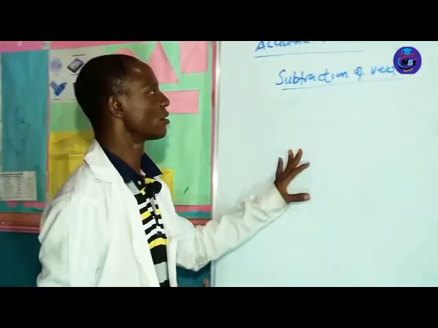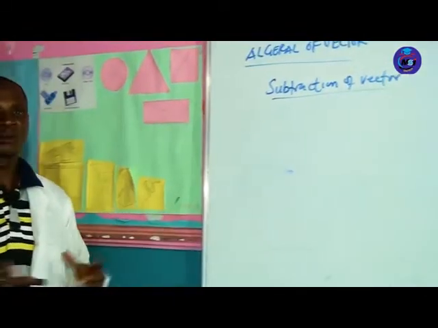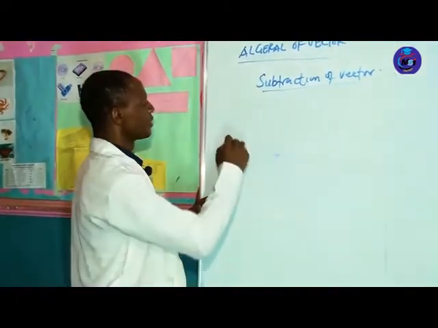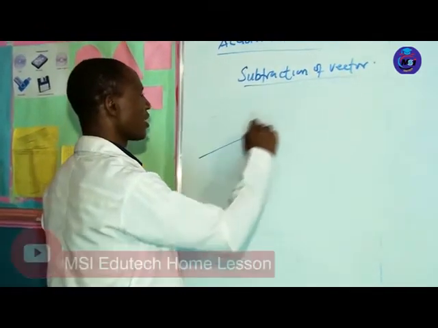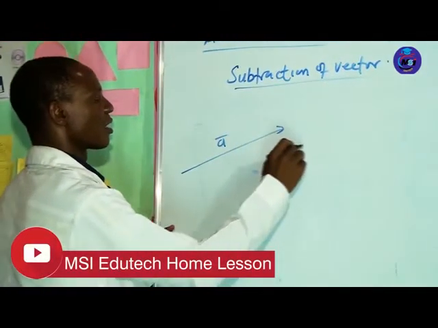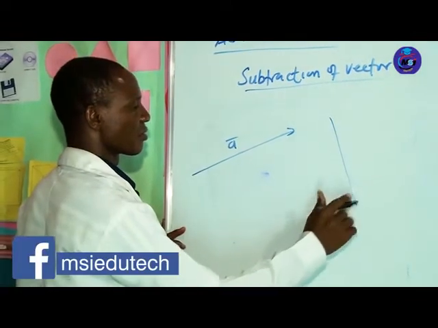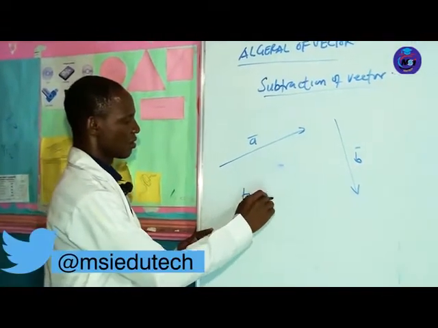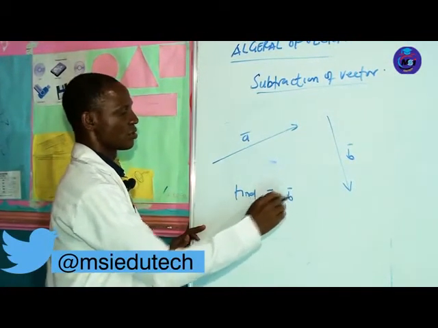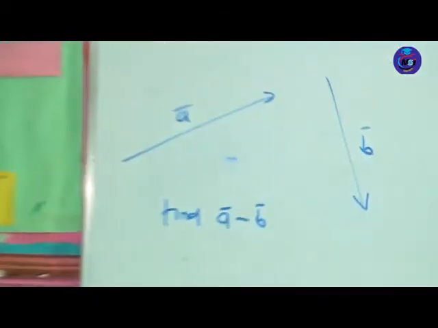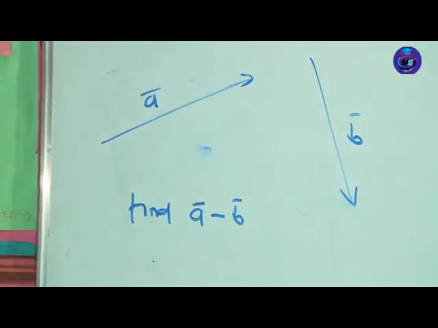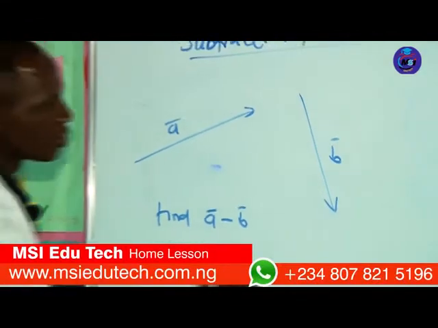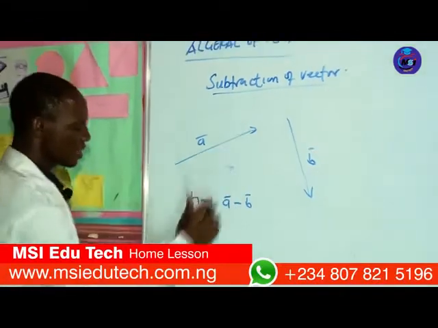Subtraction of vector. When we represent vector with a line with an arrow head, we can equally subtract the two of them. Consider the following vectors, vector A and vector B. Now we want to find A minus B. That is what we are looking for. So you keep the sense, like I've said, and you keep the magnitude. When you look at the sense, this one is facing here. We'll start like that.